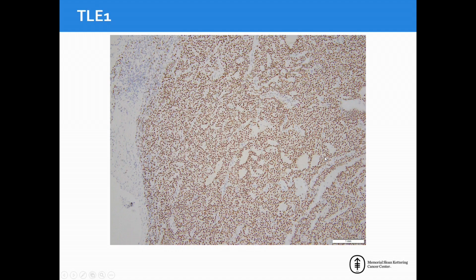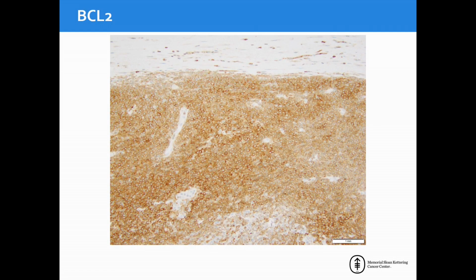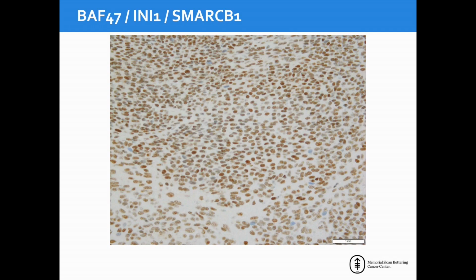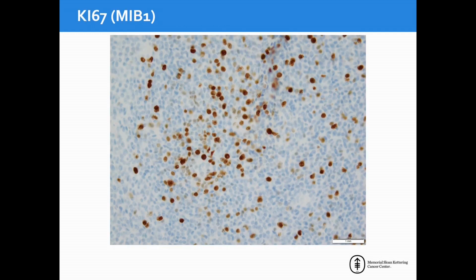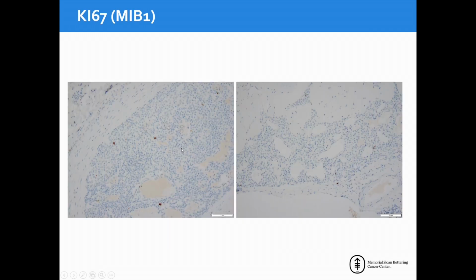They had done a TLE1, and this was diffusely positive. Not sure why they did this, but it was diffusely positive. BCL2 was also positive. And INI1, which was performed, was retained. Ki67 was relatively variable. Some areas showed increased proliferative activity, like here, but other areas relatively less, and some of the more vascular areas almost did not show any proliferative activity.